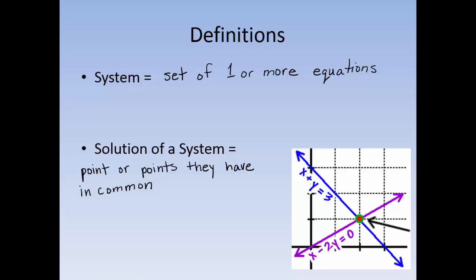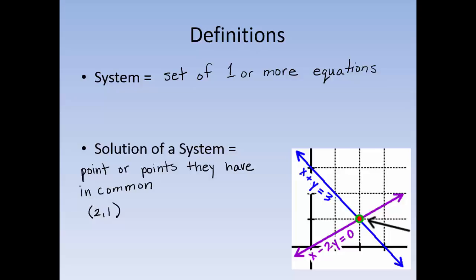If you look at the figure on the right, that red point is the only point that these two lines have in common. That's their point of intersection. It's a solution because the coordinates of that point are numbers that satisfy both of those equations. There's no other ordered pair that can be plugged into those two equations and make true statements.